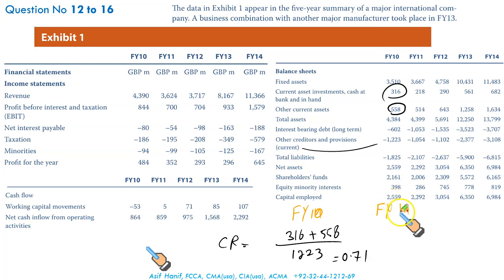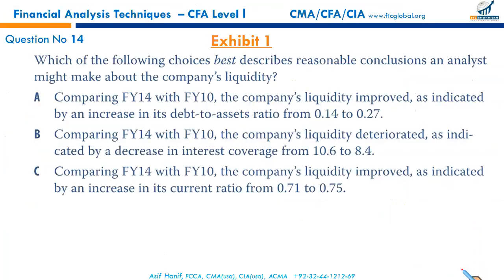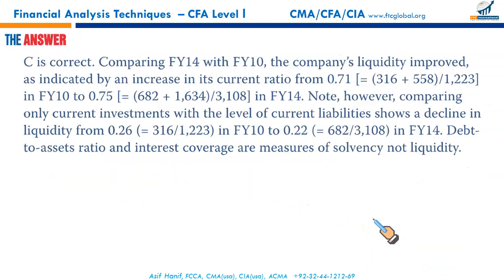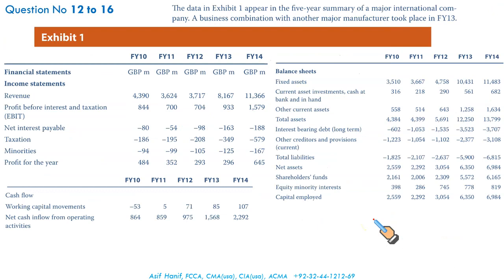What about next year, FY14? 682 million and 1634. 682 million plus 1634 divided by the current liabilities, 3108. Now it will be 0.75. Now these numbers perfectly match. Yes. Company's liquidity improved as indicated by increase in its current ratio from 0.71 to 0.75. Perfect. Option C is the right answer. Next.